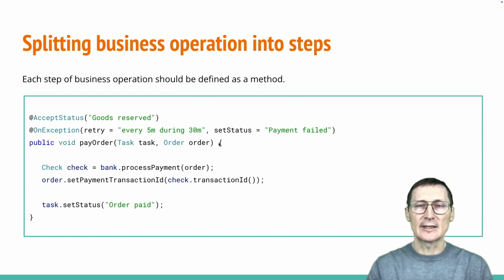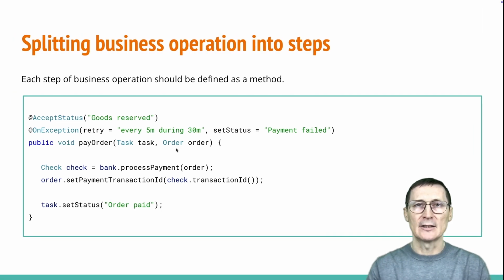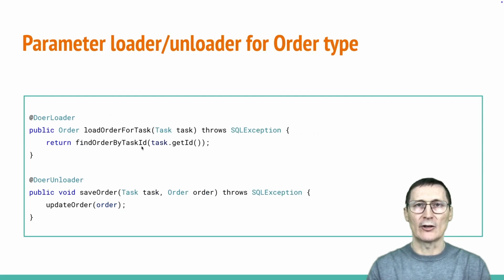A Doer method can declare any exceptions and can accept an arbitrary set of parameters. Based on parameter types, the task is provided automatically. For other types, you need to define Doer loader and Doer unloader methods.